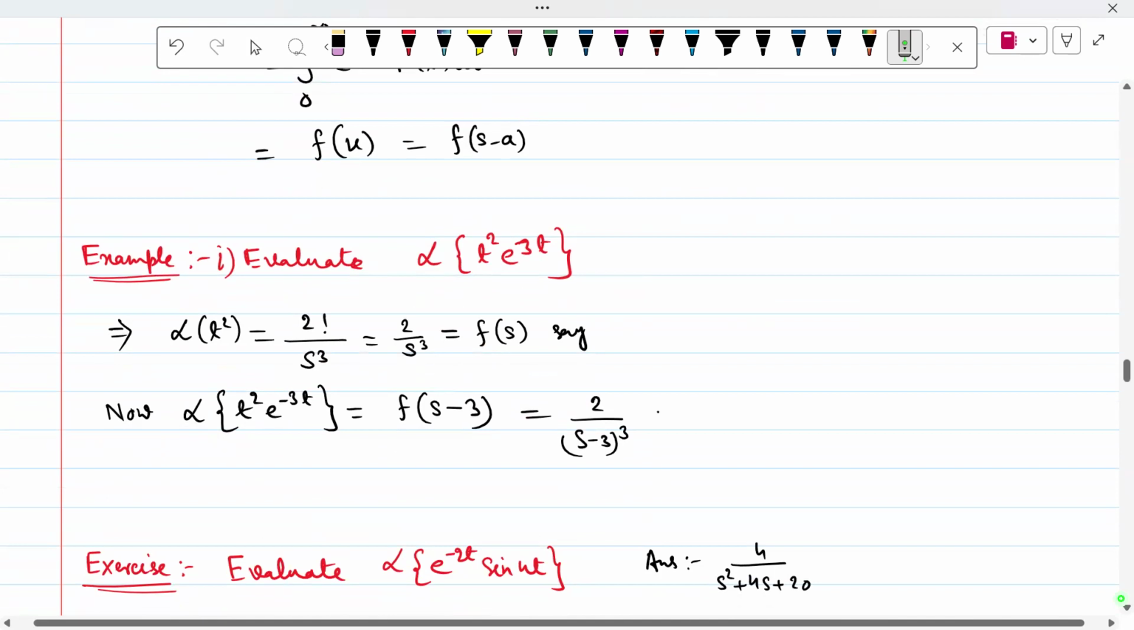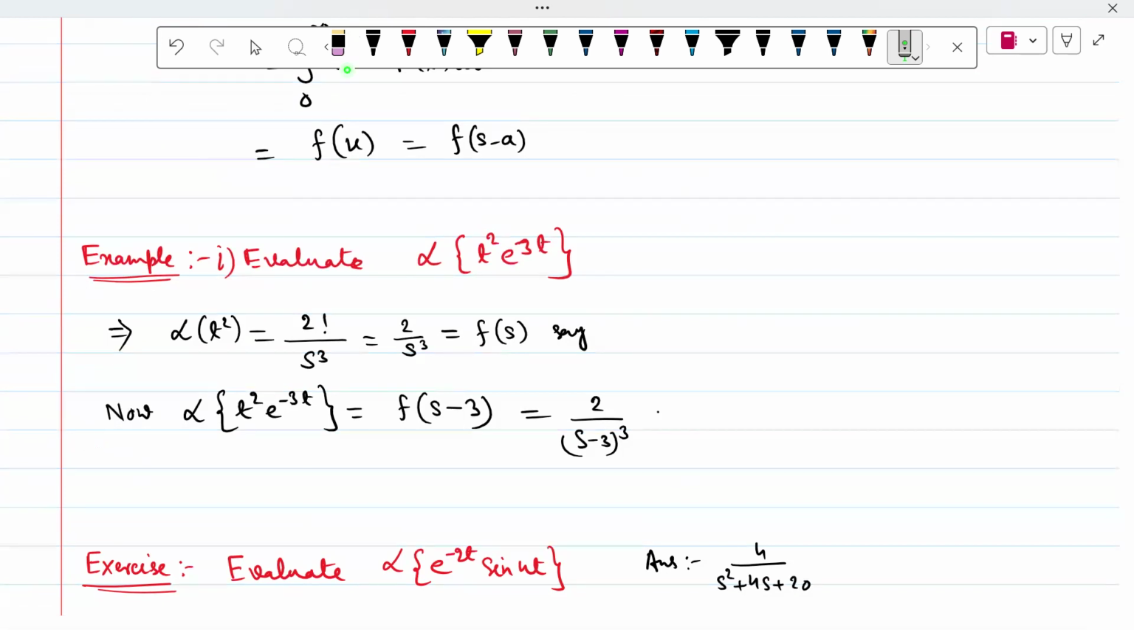Evaluate the Laplace transform of t square e to the power 3t. So your function is t square, and you can assume that it is multiplied by e to the power 3t. Since some function is multiplied by e to the power 3t, you can use the shifting property. So first find L of t square. L of t square is given by 2 factorial by s cube. So I assume that this is equal to F(s).